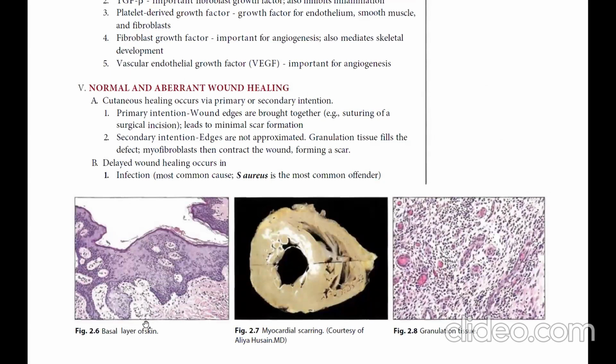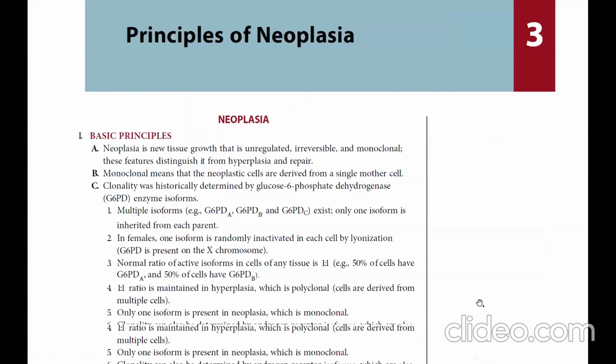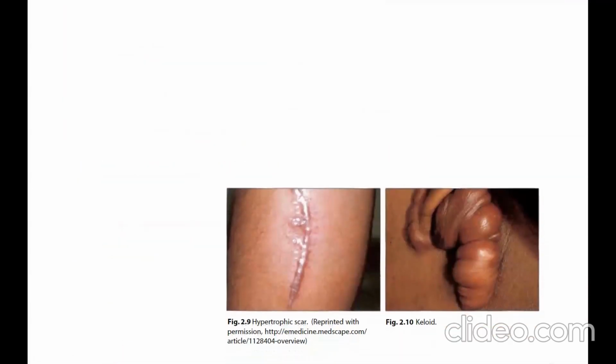On this page, we can see the basal layer of the skin and myocardial scarring after myocardial infarction and granulation tissue. Or in this page, we see a hypertrophic scar is abundant with collagen 1 and a keloid is abundant with collagen 3.